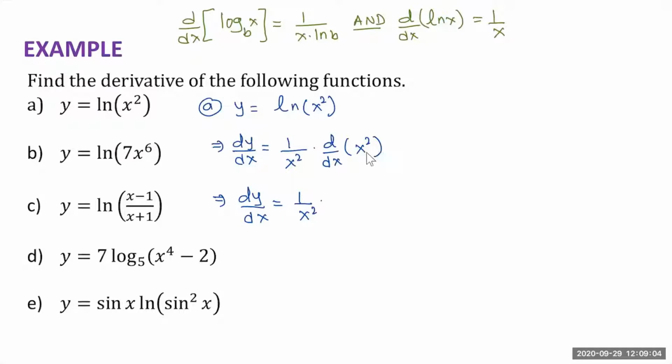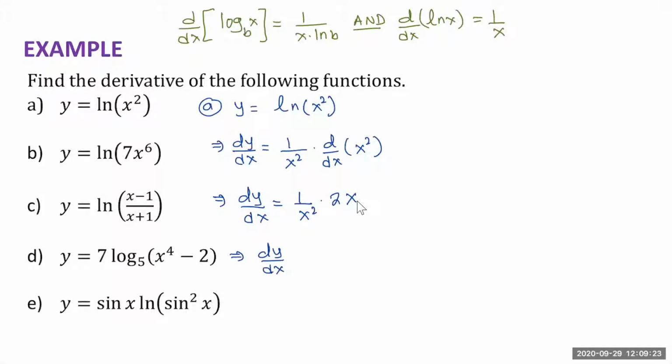the derivative of x squared, you can use the power rule. That is, you bring the power down and reduce the power by 1. So 2 down, reduce the power by 1. So 2 minus 1 is 1. So that becomes 2x.